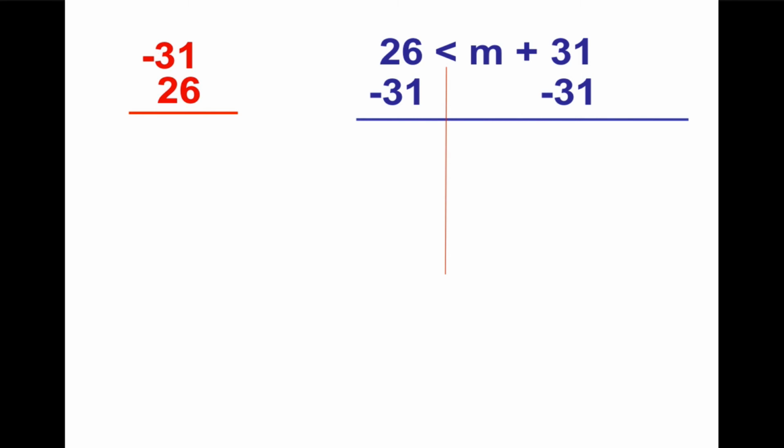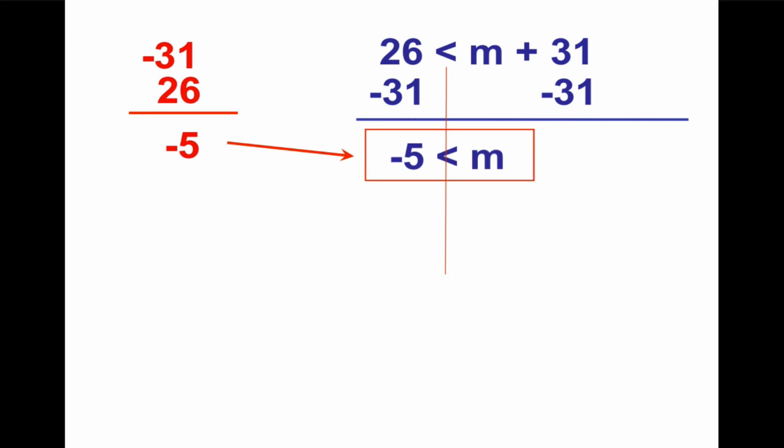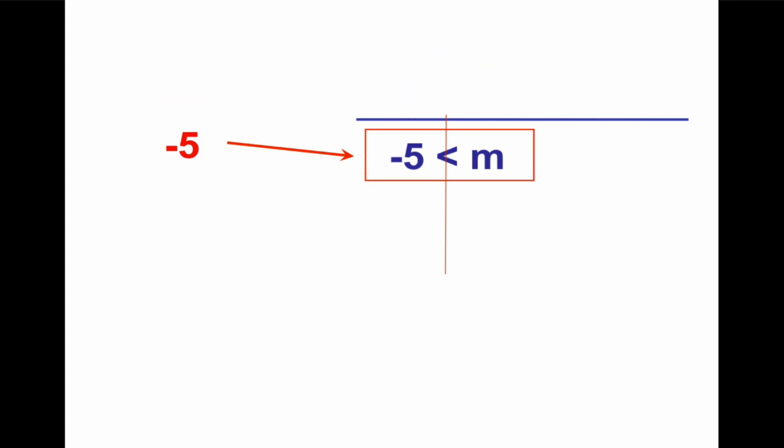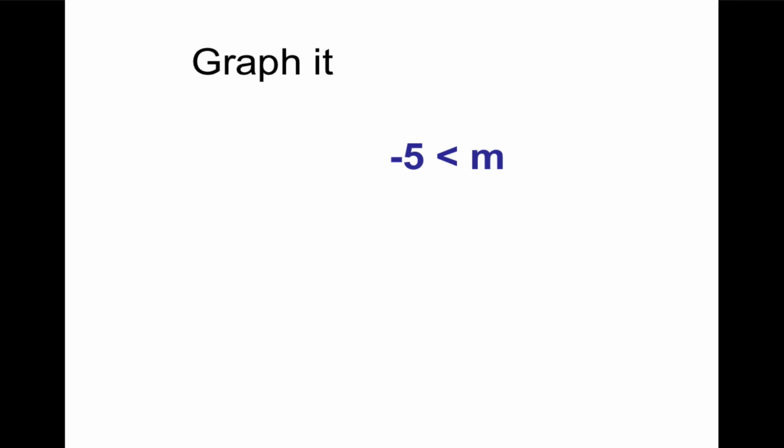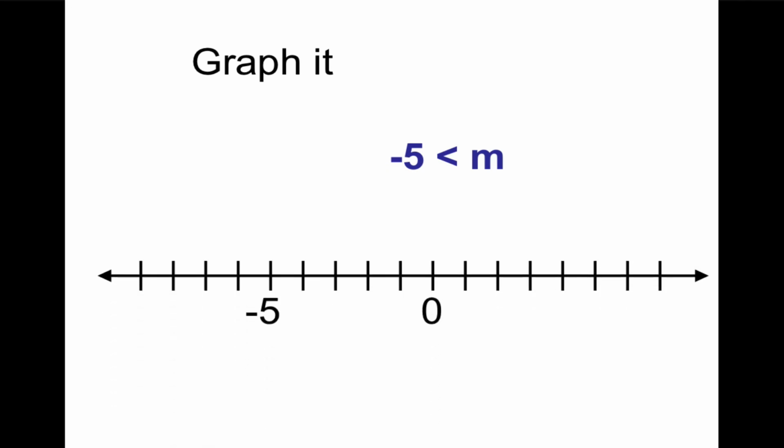I like to flip it, so I have the negative 31 on top. Now I can borrow. So take one from the 3, and that's a 2. 11 minus 6 equals negative 5. Negative 5 is less than m. And that's what we want to graph. We want to graph negative 5 is less than m. The border point is negative 5.